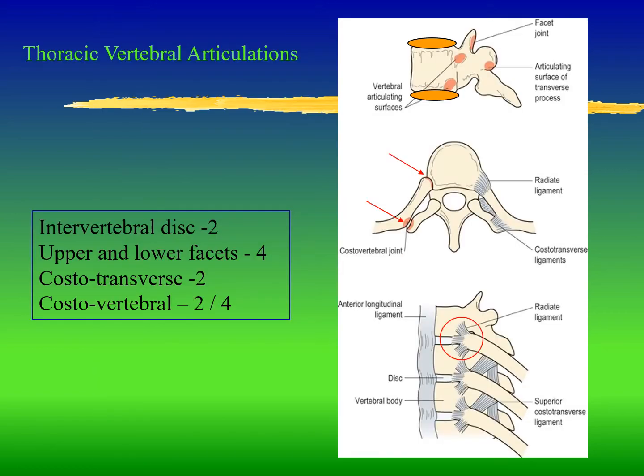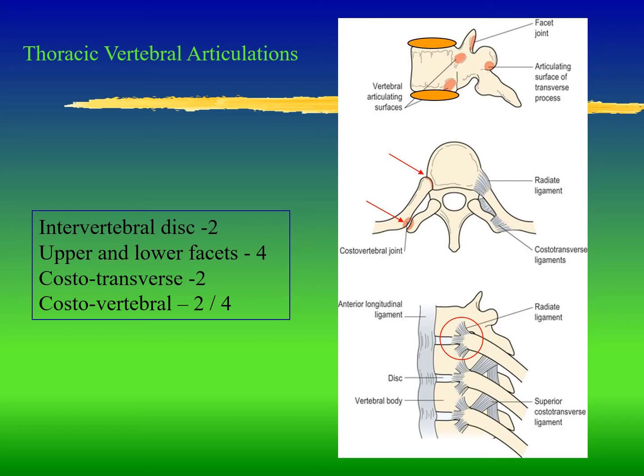This slide here gives us a graphic view of the articulations of a thoracic vertebrae. Upper and lower, we have our intervertebral discs. We have our upper and lower facets, which make 4 articulations. We have our costotransverse, which is another 2 articulations, and our costovertebral, which can be either 2 or 4 articulations.